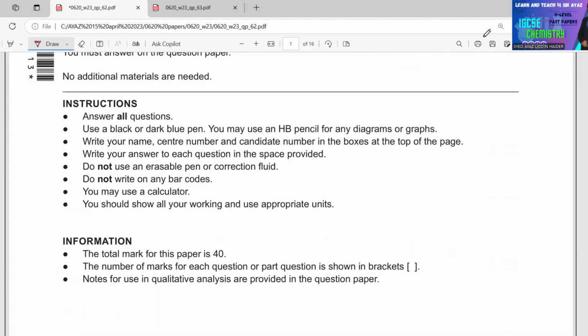You have to answer all the questions. You can use a calculator. You have to show all the workings and appropriate units in this paper. The total mark for this paper is 40. The notes for use in qualitative analysis are provided in the question paper. It will be like this.